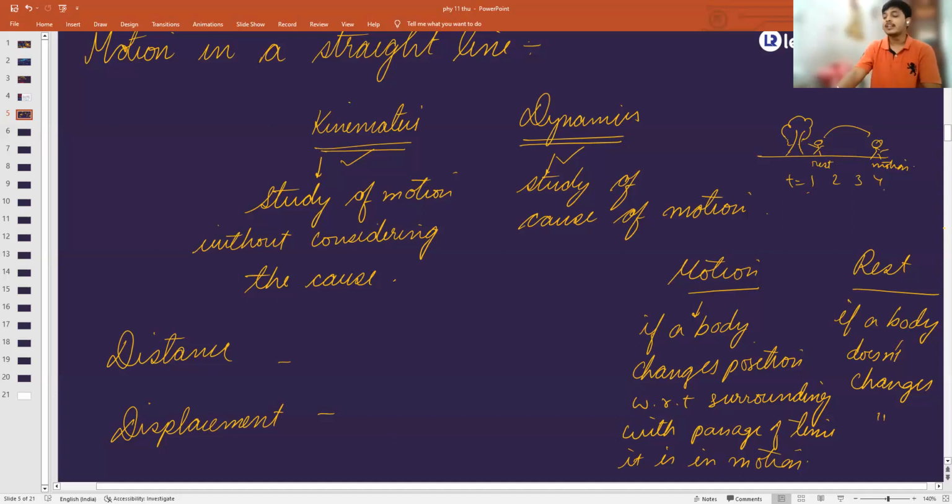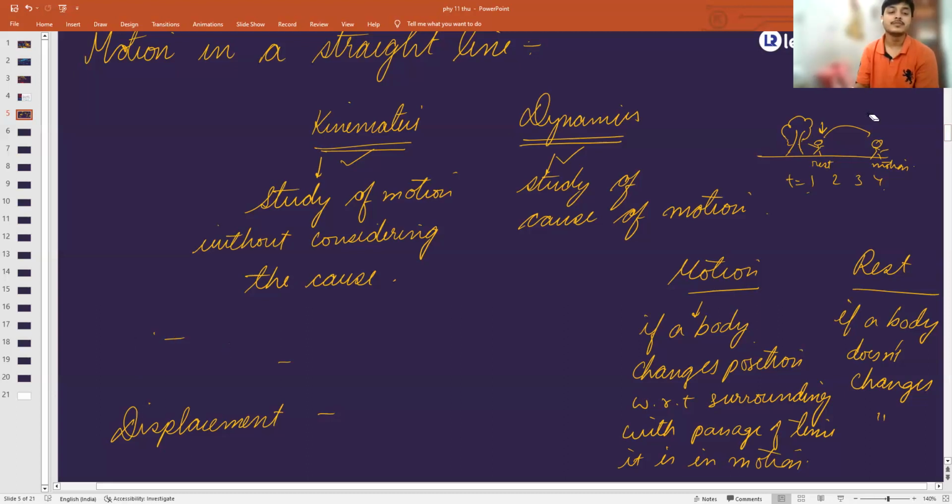But one thing, rest and motion are relative terms. They are not absolute terms. This body, which you said to be at rest, may not be at rest. That depends on who is observing him.